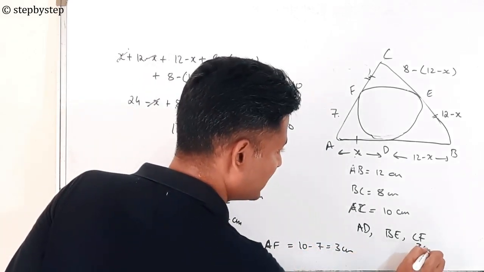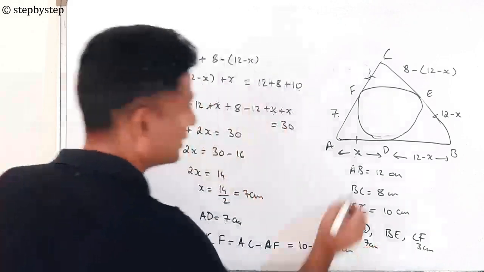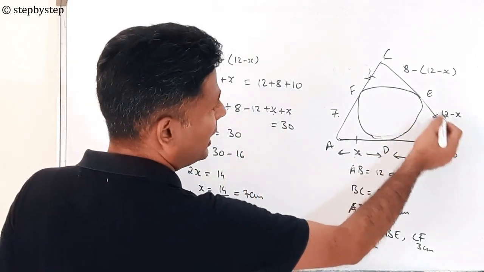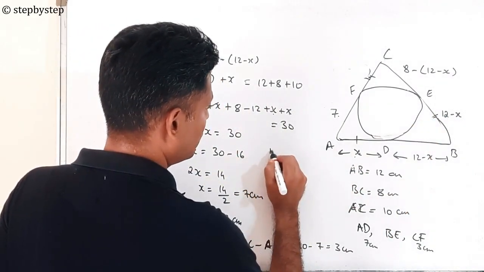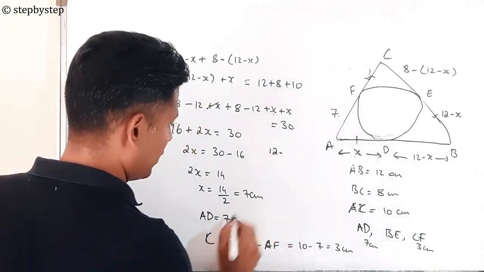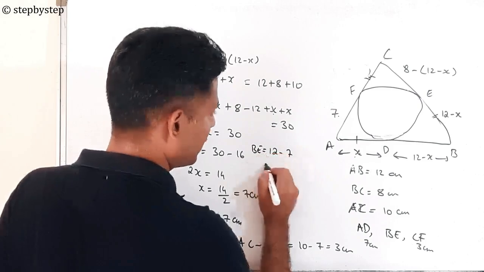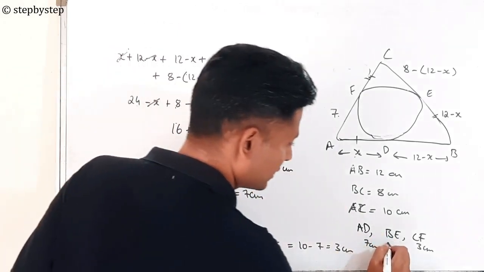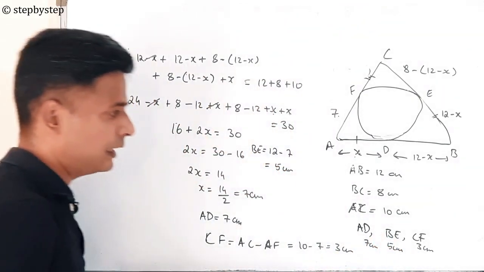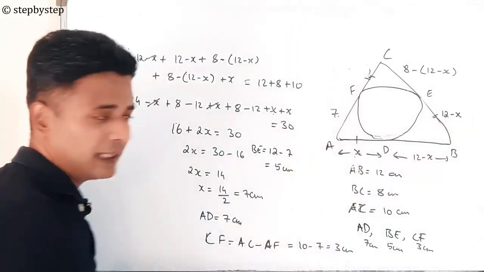So this is equal to 3 centimeters, this is equal to 7 centimeters. And BE, we have BE as 12 minus X. So 12 minus X, how much did we get? 7. So BE equal to 12 minus 7, which is equal to 5 centimeters. So this is equal to 5 centimeters. So 7, 5 and 3 centimeters.